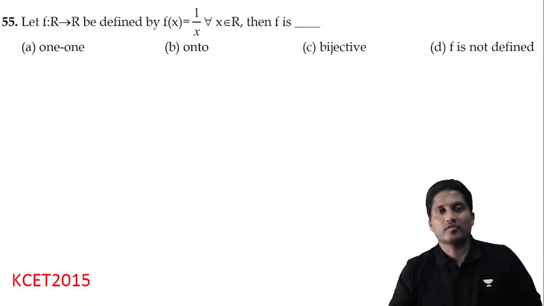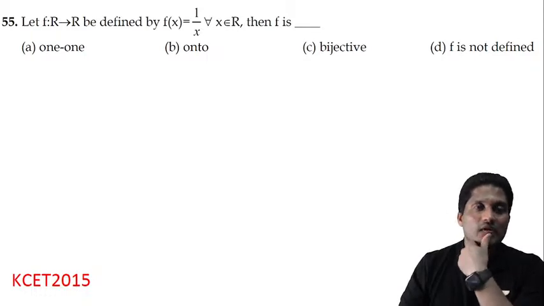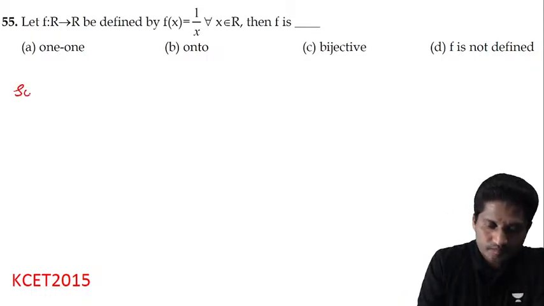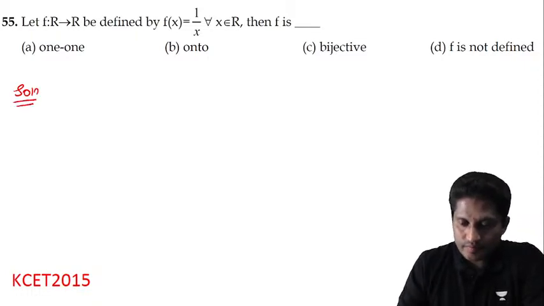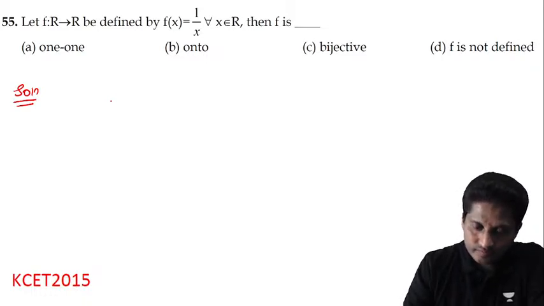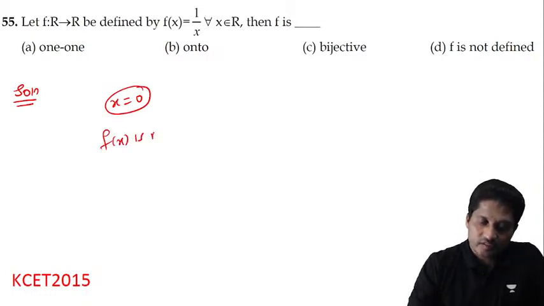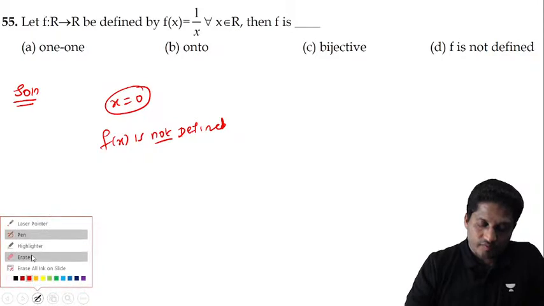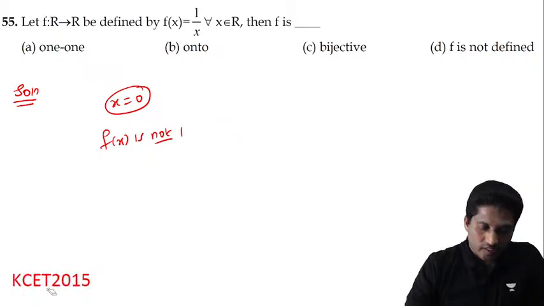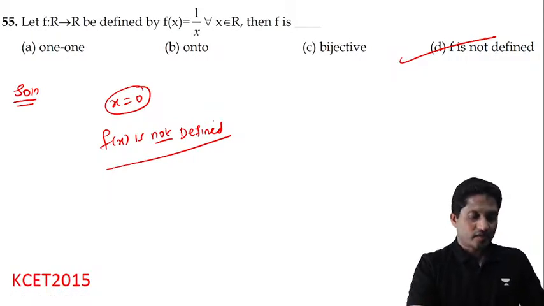Right, f is a function from R to R, f of x is equal to 1 by x. Then I should check whether it is one to one or onto. For any real number, for x equal to 0, f of x is not defined, because 1 by 0 will be infinity, not defined. If I put x equal to 0, this is not defined. So obviously the answer will be the one that says it is not defined. Now let's move to the next question.